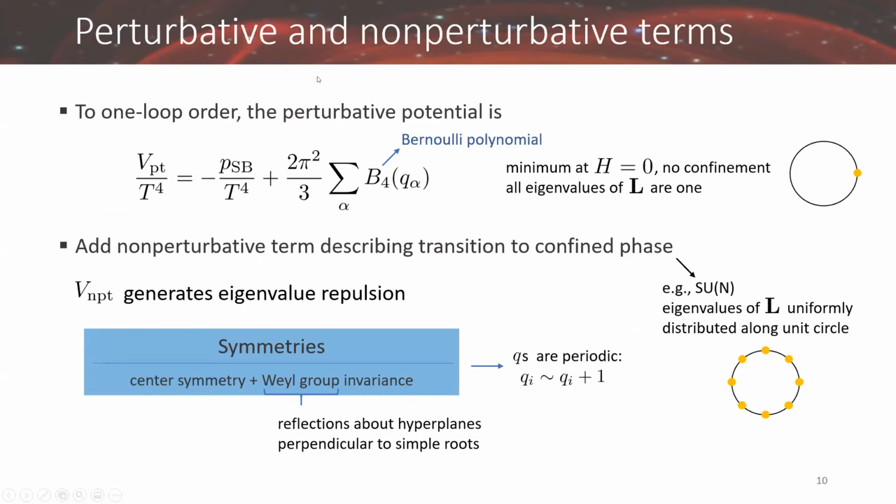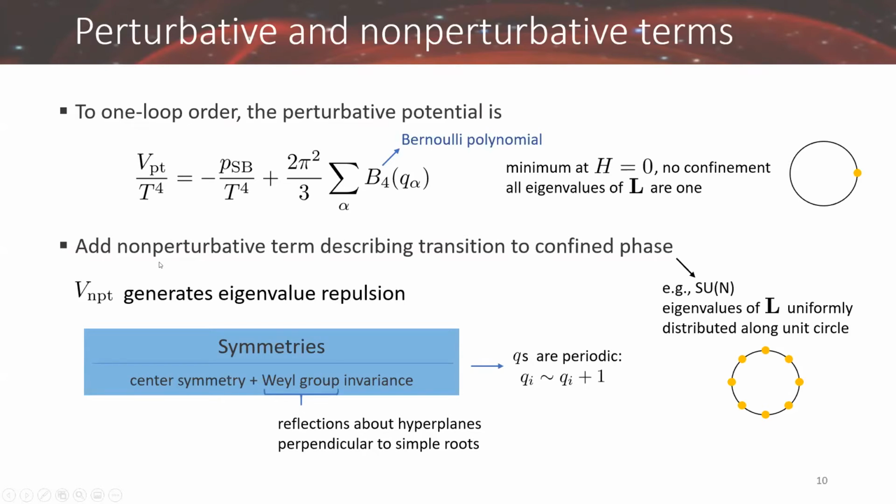The perturbative potential can be calculated. So the one-loop order is given by a constant here plus a term that is polynomial. And this B4 is called the Bernoulli polynomial of order 4. The sum here runs over all the roots in the root system. And just by looking at the perturbative term, the minimum occurs at the 0 of the algebra. And this means no confinement. All the eigenvalues of the Wilson line are 1. So they just collapse to a single point in the unit circle.